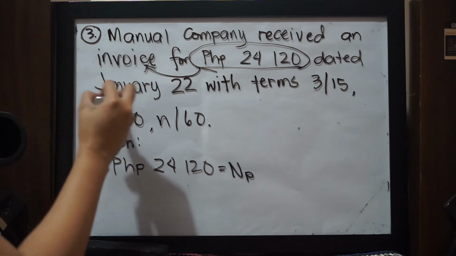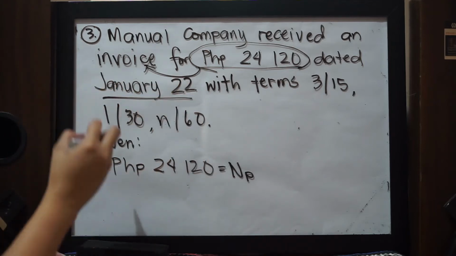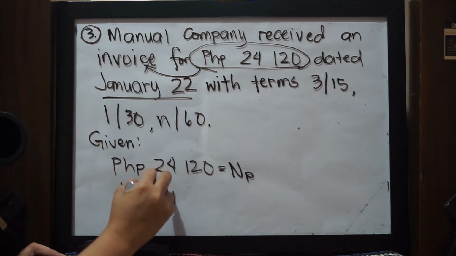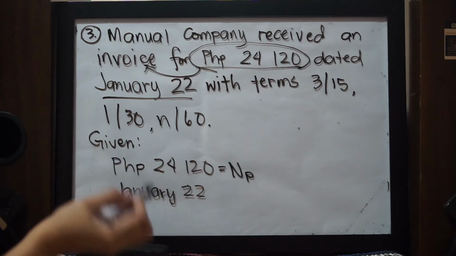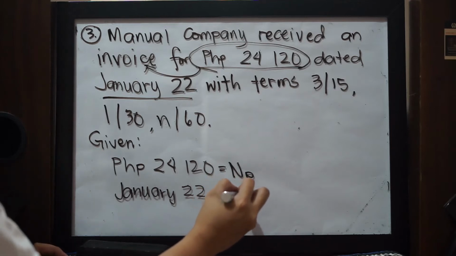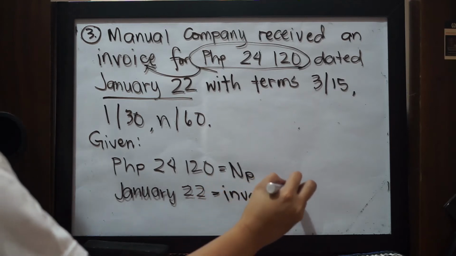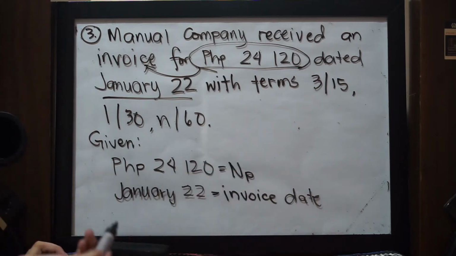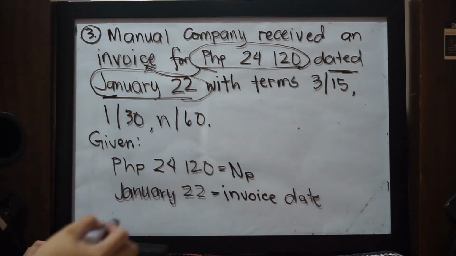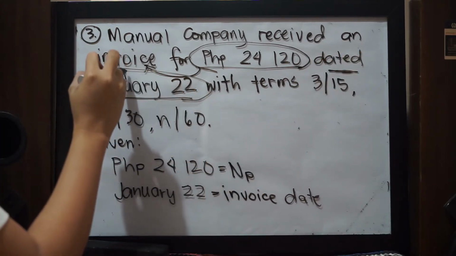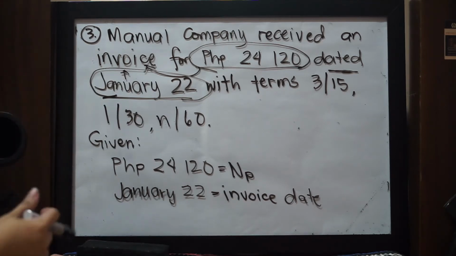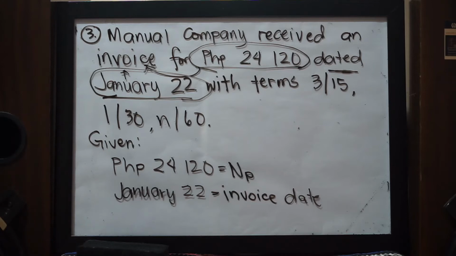Next, we have January 22 and that is the invoice date. How did I know that January 22 is the invoice date? You can write January as Jan, then dot. But since I'm diligent, let's write January 22. Then this is your invoice date. How do we know it is the invoice date? Because the problem says January 22, dated. Dated January 22 refers to the date written on the invoice. That's why January 22 becomes the invoice date.